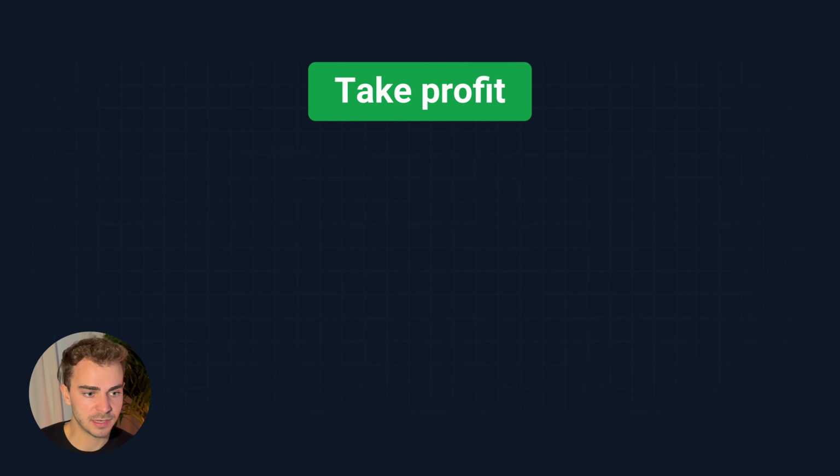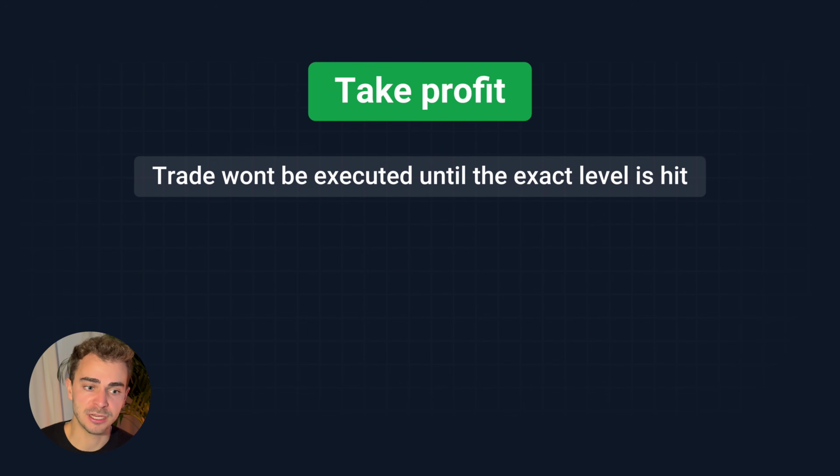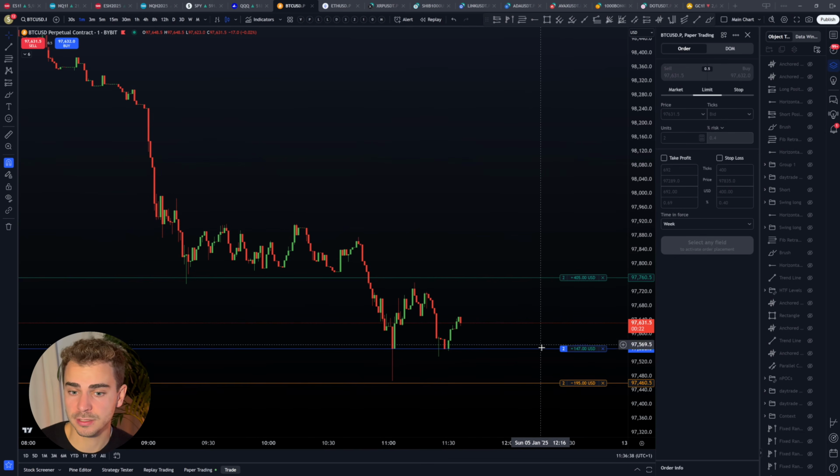And a take profit and stop loss order helps you to visualize this. Similar to limit orders, the trade may not be executed if the price doesn't reach the take profit level. So say price is lingering here for a little bit and then we are dropping. I might still be stopped out of this trade unless 97,760 is hit.